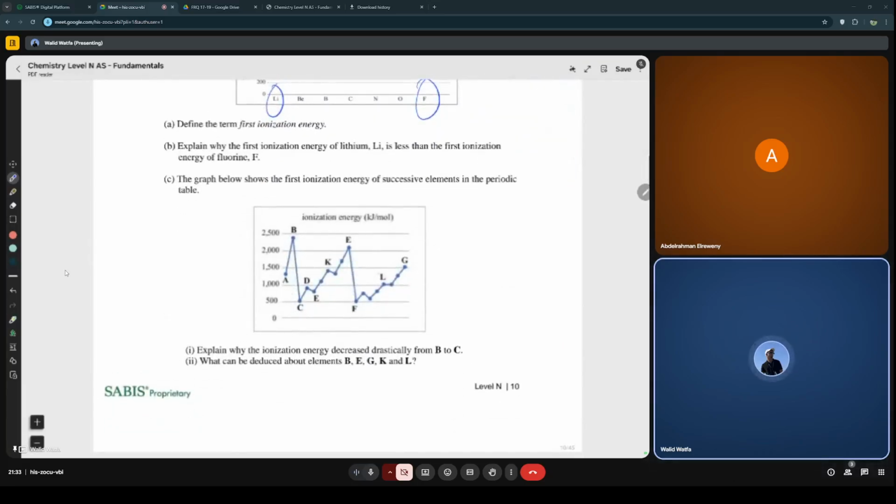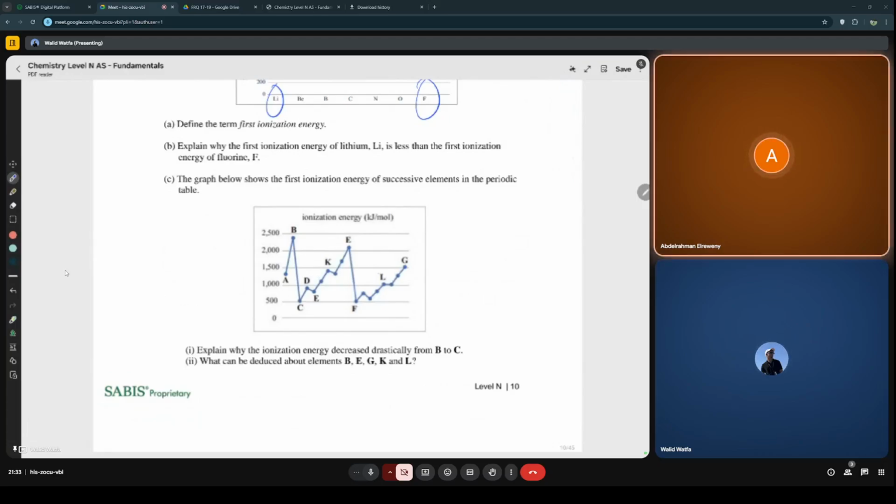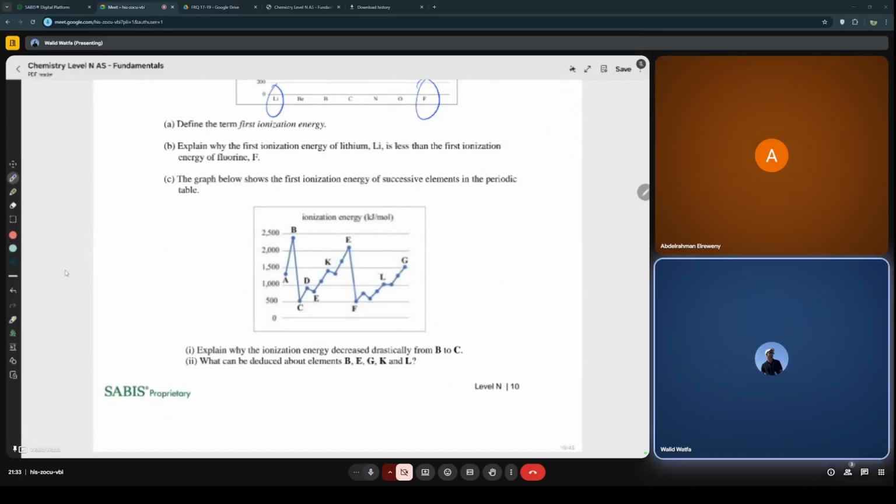The graph shows the first IE of elements in the periodic table. Why did they say successive? That's my question. I think they mean after each other in the period maybe. But let me think. If it goes up in group 2, ionization as you go down a group, sorry, a greater period, it increases. Yes, it is as you go across the period.